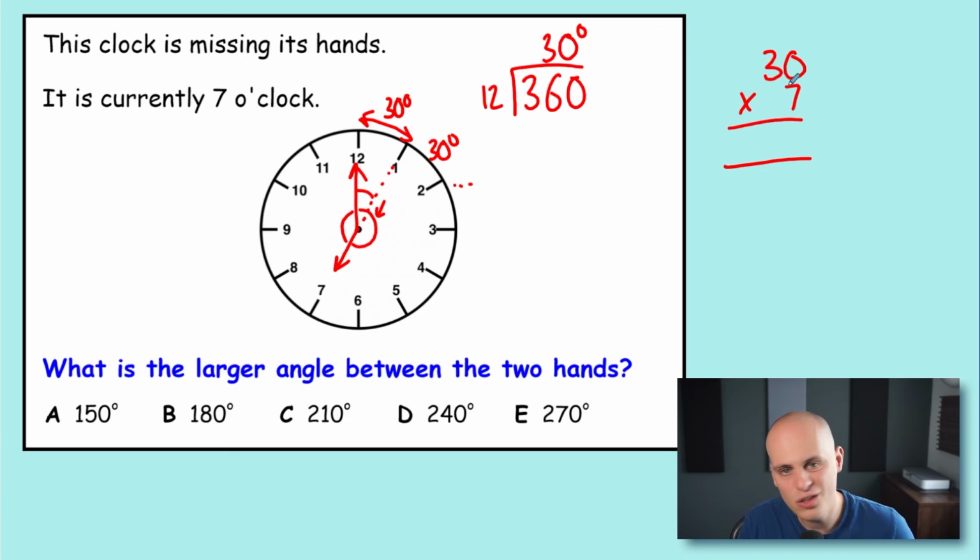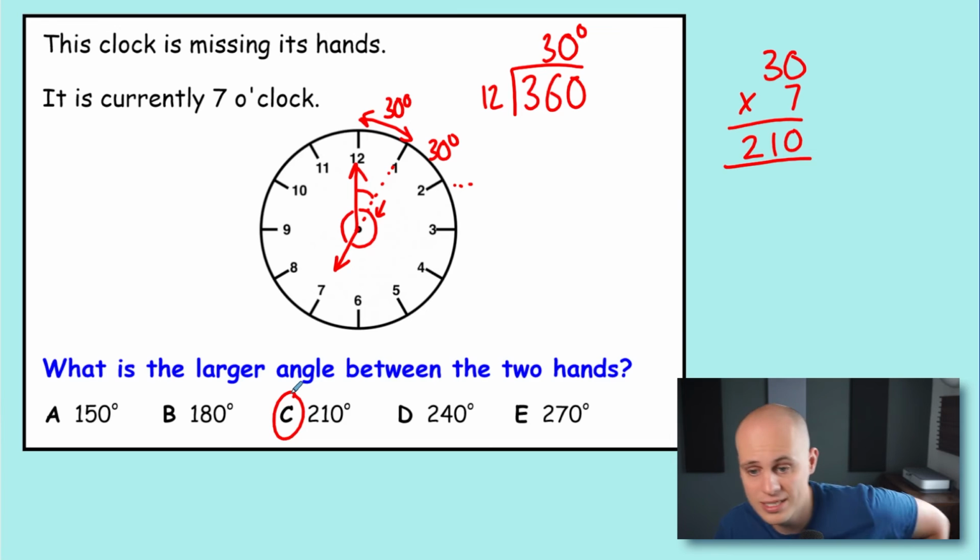And again, I can do 3 times 7, so this isn't a challenge. 3 times 7 is 21. Multiply it by 10 because of the 0, it's 210. And my answer is, that's it. My answer is 210 degrees.